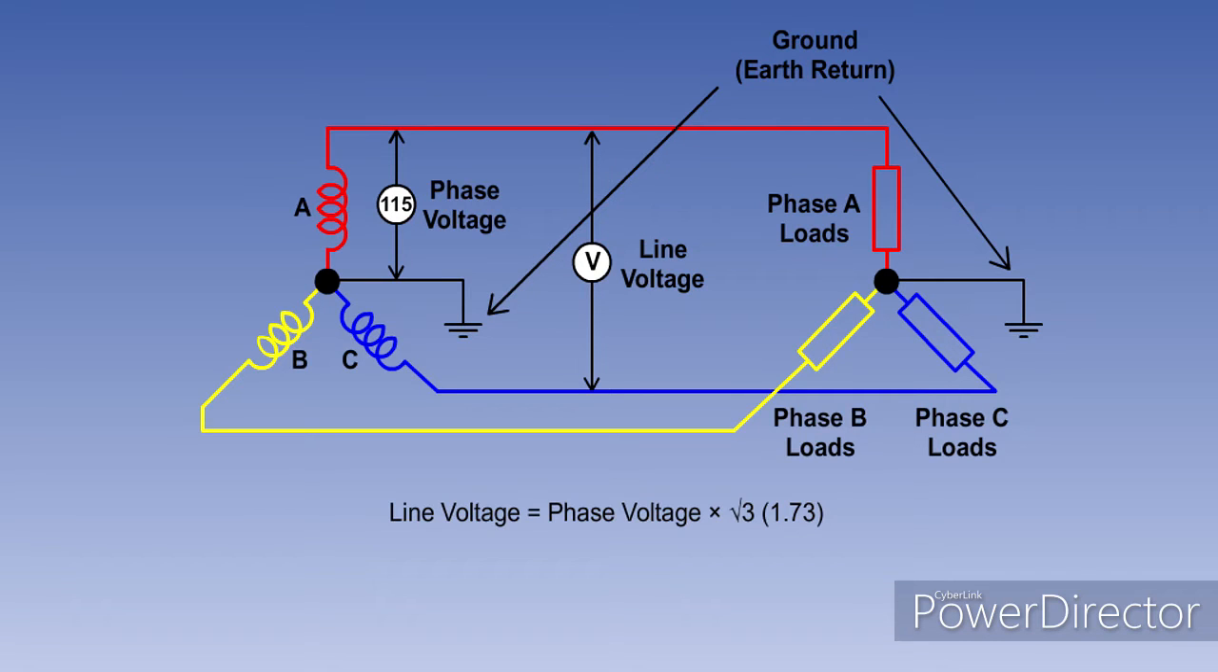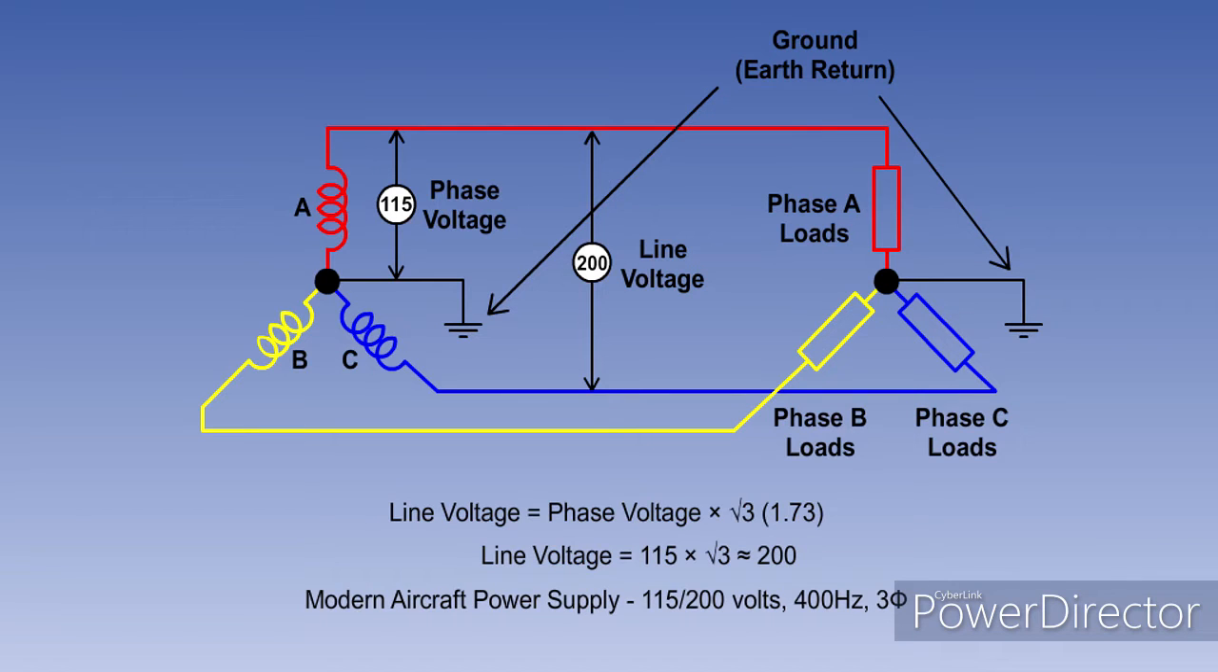The phase voltage of a typical aircraft supply system would be 115 volts. So from the formula, we can work out that the line voltage is 115 multiplied by root 3, which is approximately 200 volts. The frequency used on aircraft is normally 400 Hz, so a modern aircraft power supply would be 115/200 volts, 400 Hz, three-phase. The Greek letter phi is often used to represent phase.